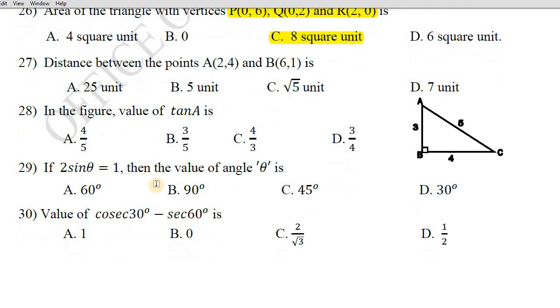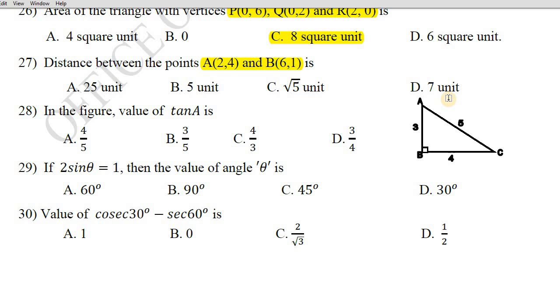Next, let us find the answer of the 27th question. The distance between the points A(2, 4) and B(6, 1) is. So the distance finding formula you have to use. Two points they have given. So options are 25 units, 5 units, root 5 units and 7 units. So what is the distance finding formula, children? So that is root over (x2 minus x1) whole square plus (y2 minus y1) whole square. Keep it in mind.